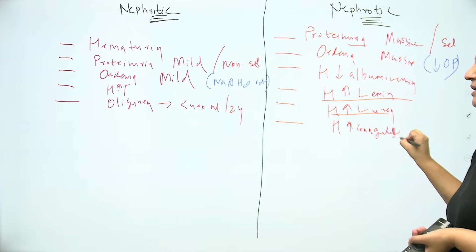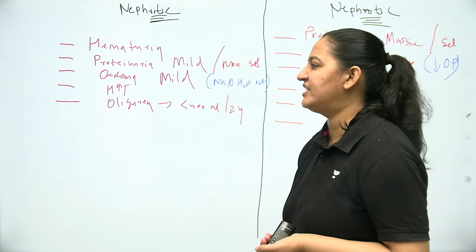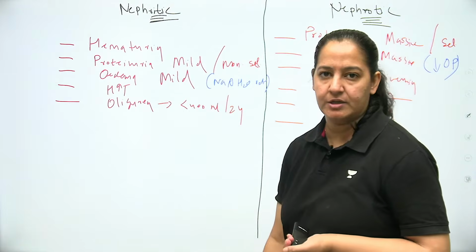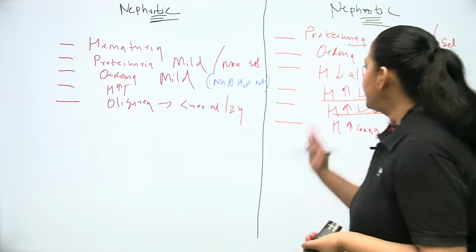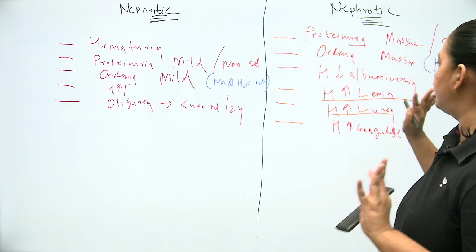Hypercoagulable. Everyone give me a thumbs up. Abdullah, there is no hypertension in nephrotic. Hypertension is a feature of nephritic, not nephrotic. You got my point, Abdullah? Yes. So these are the 5 and 6 features of nephritic and nephrotic syndrome, crystal clear in front of you.